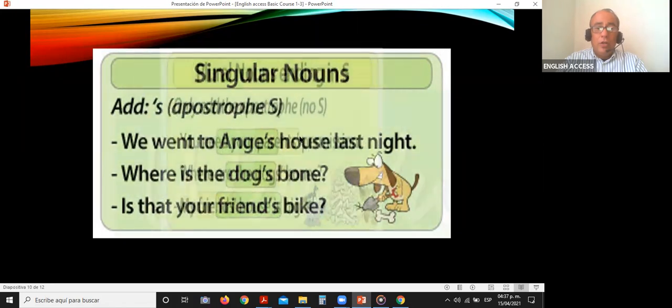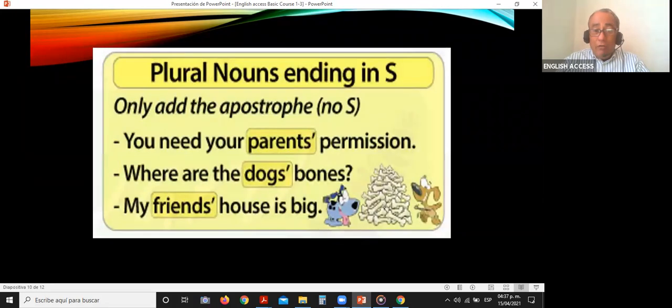We also learn about plural nouns that end in an s. For example, parents, meaning the two of them, mom and dad. So you need permission of your parents. The permission belongs to the parents. Here we have two dogs, so it's a plural word, dogs, meaning that the bones here belong to the dogs. And also, in this case, my friends, plural, more than one friend. The house belongs to my friends.